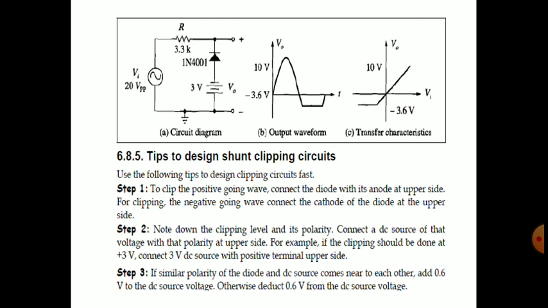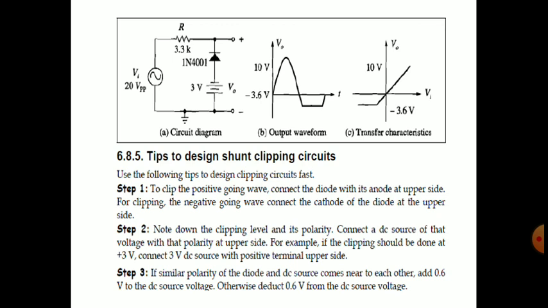For the diode we have two terminals, P and N, positive and negative, that is anode and cathode. The anode should be at the upper side. For clipping the negative going wave, connect the cathode of the diode at the upper side.